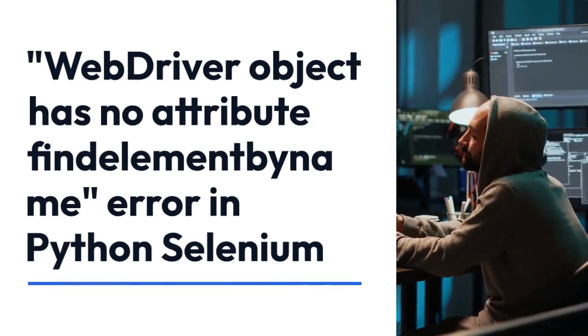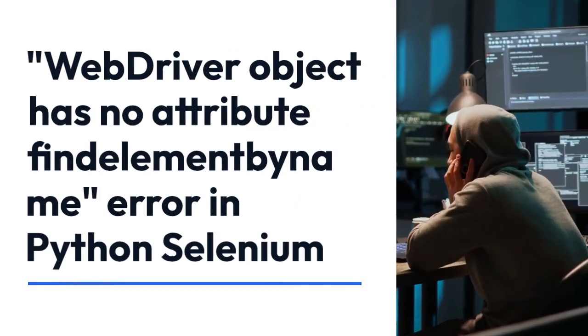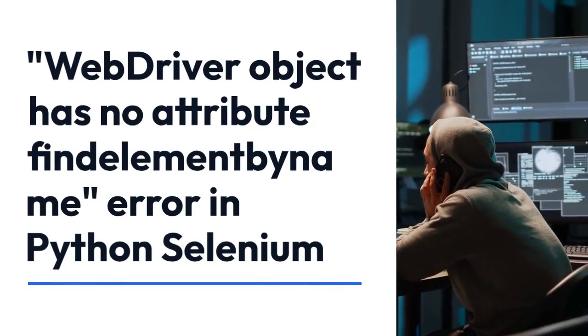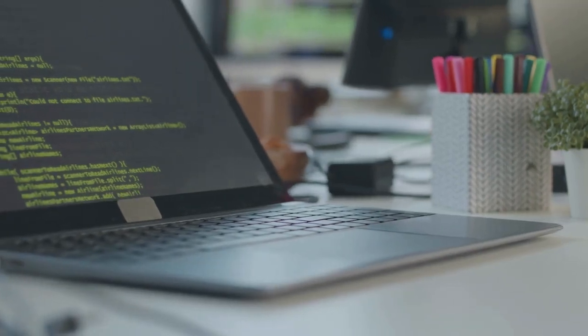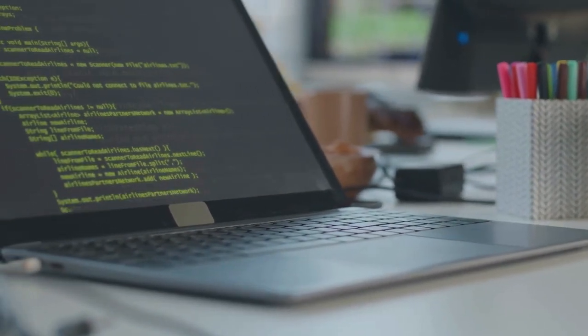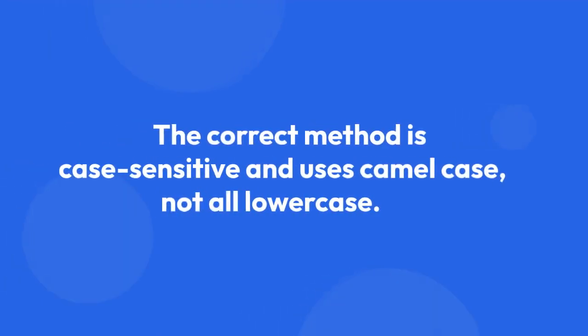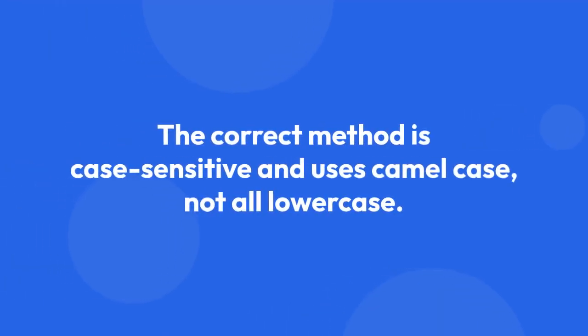We're going to explain the "WebDriver object has no attribute find_element_by_name" error in Python Selenium. This error pops up when you try to locate a web element using find_element_by_name, which is incorrect. Selenium's Python binding uses find_element methods with different locator strategies. The correct method is case-sensitive and uses camel case, not all lowercase.